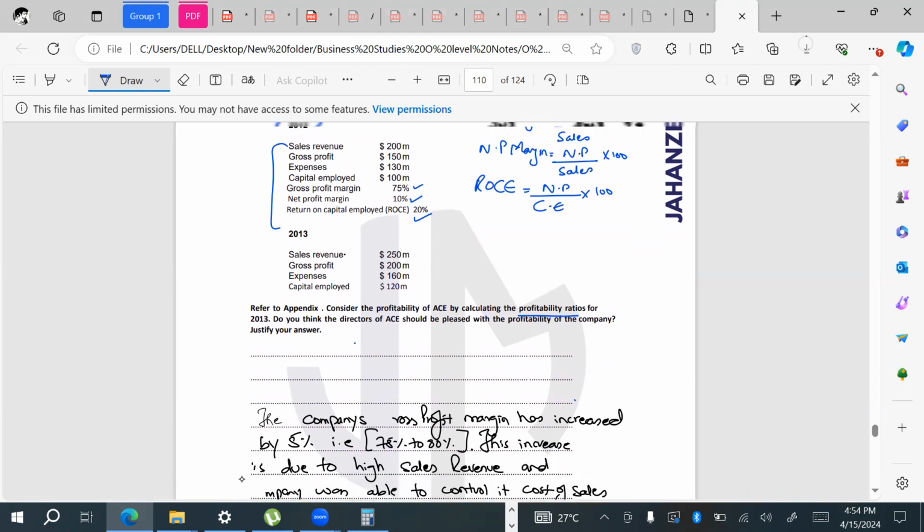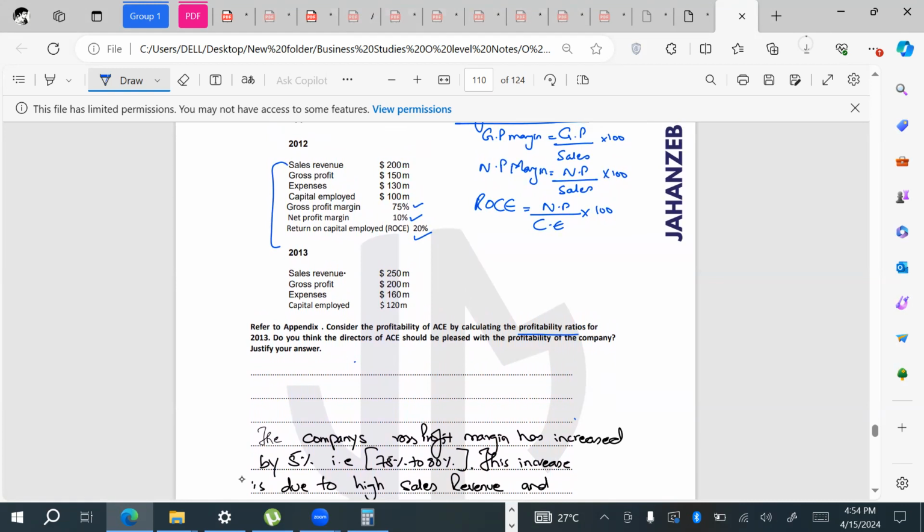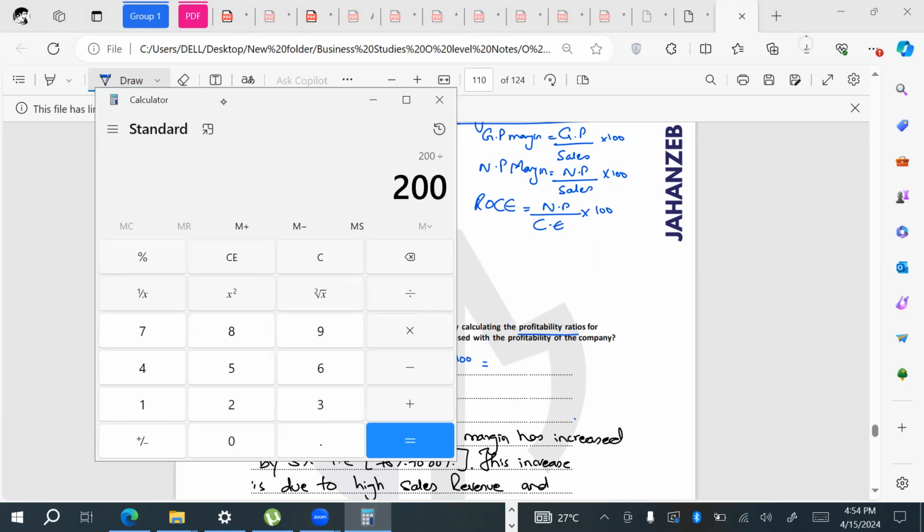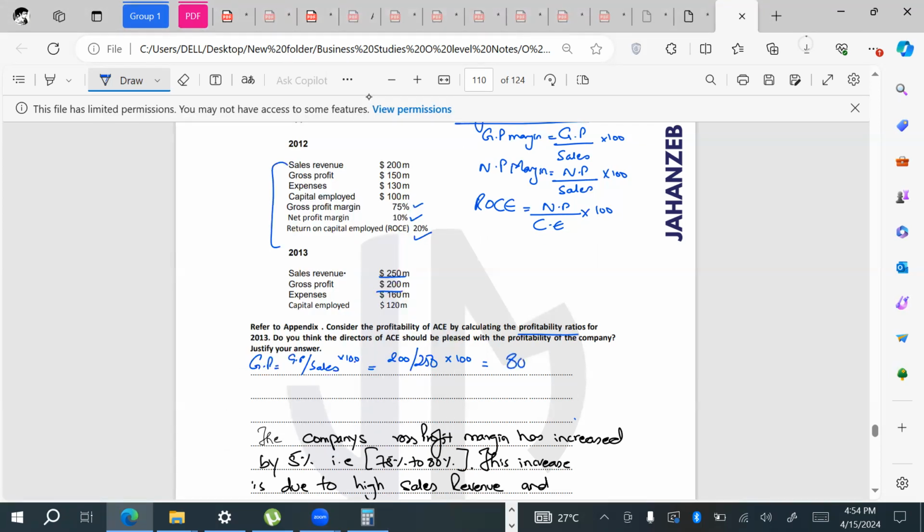Now, how to calculate this is basically first, you have to calculate gross profit margin. Now, gross profit margin is GP over sales into 100. Times 100. Right? So that GP, you have a sales. So that will be 200 divided by 250 multiplied by 100. Right? So you get 200 divided by 250 multiplied by 100. So you got 80%. Right? Then you have net profit margin.